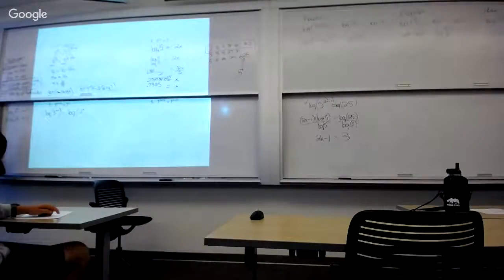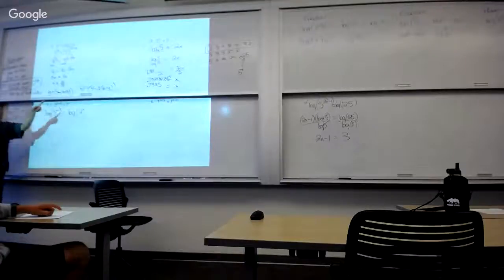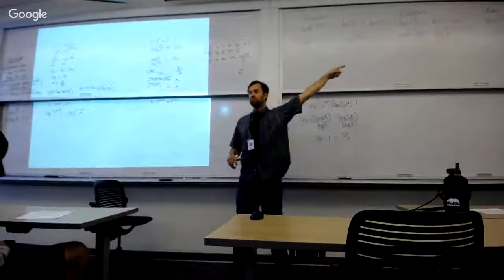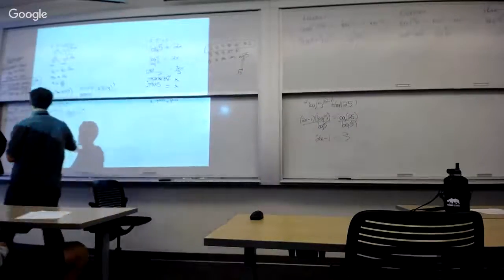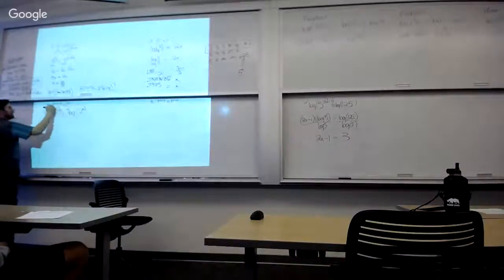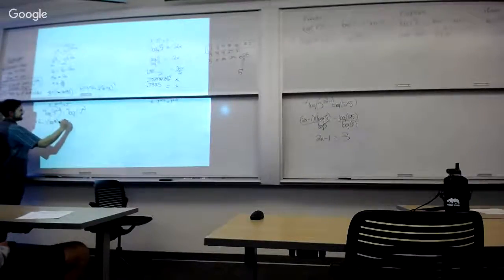So now what? We want to solve for x, right? So what rule can we apply? What property? The power rule. The power rule allows us to take those x's out front and make them now coefficients. So now I have (x minus 1) times log 3 equals x times log 2.